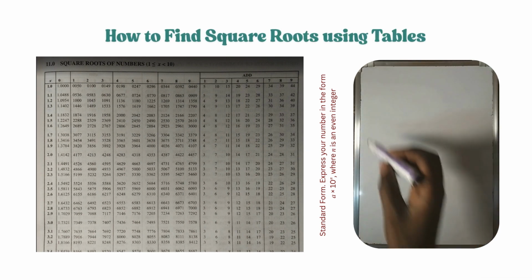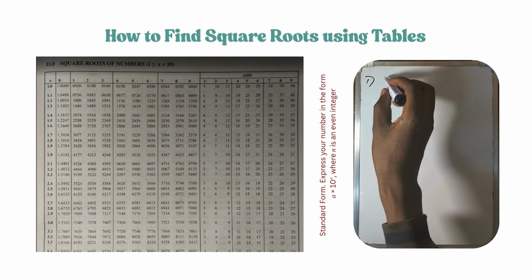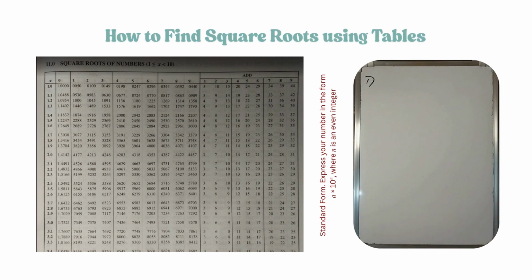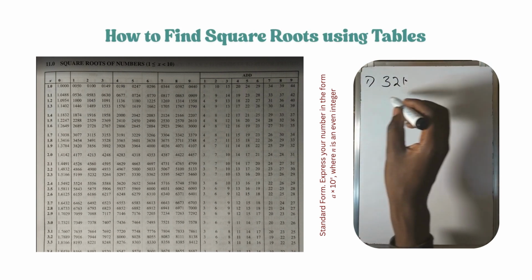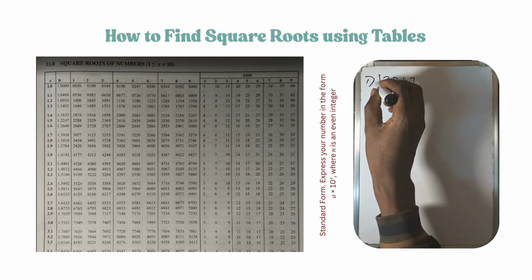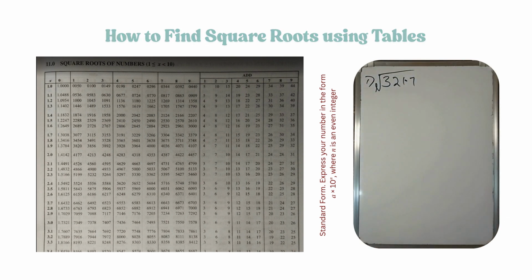Let's find the square root of a number that's greater than 100. Can we find it directly? No, we cannot. So let's find the square root of 321.7.